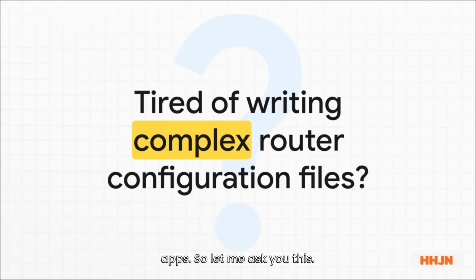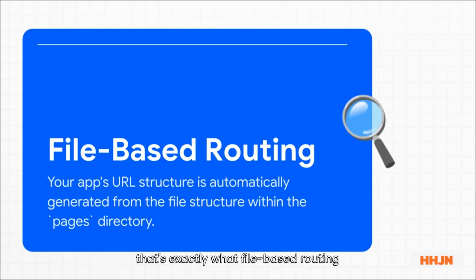So let me ask you this. Have you ever been deep in a project, staring at a giant router file? You know the one. It's got dozens, maybe hundreds of lines of imports, path definitions, and component names. It's just a total pain and so easy to mess up. What if you could just not do that anymore? Well, that's exactly what file-based routing does for you.